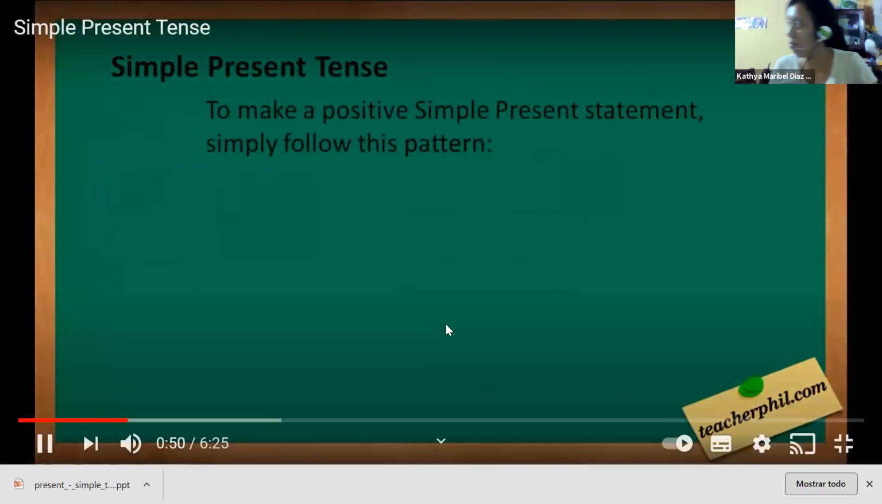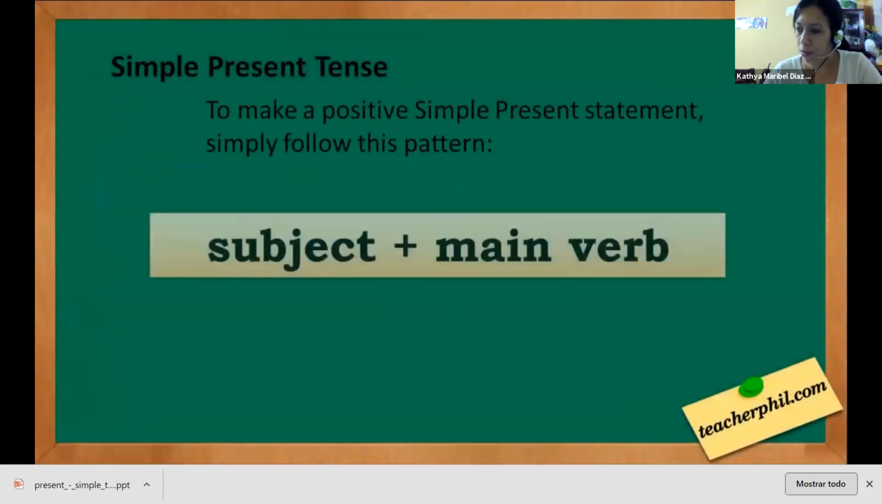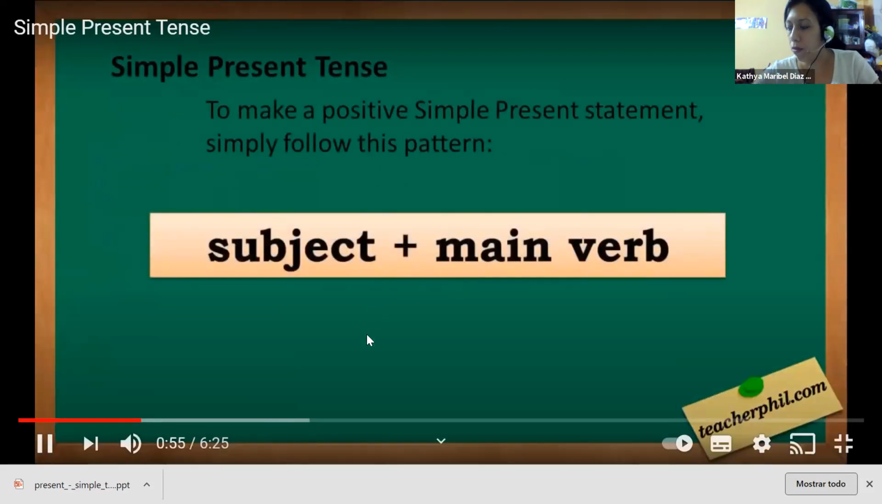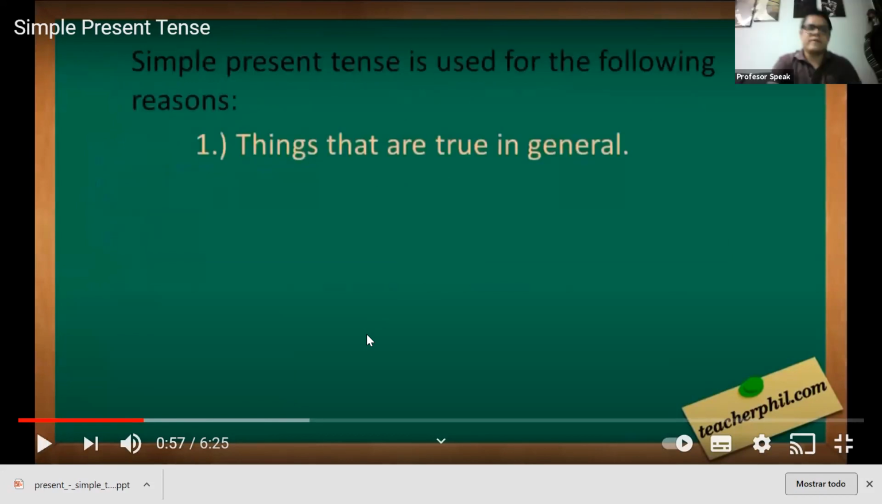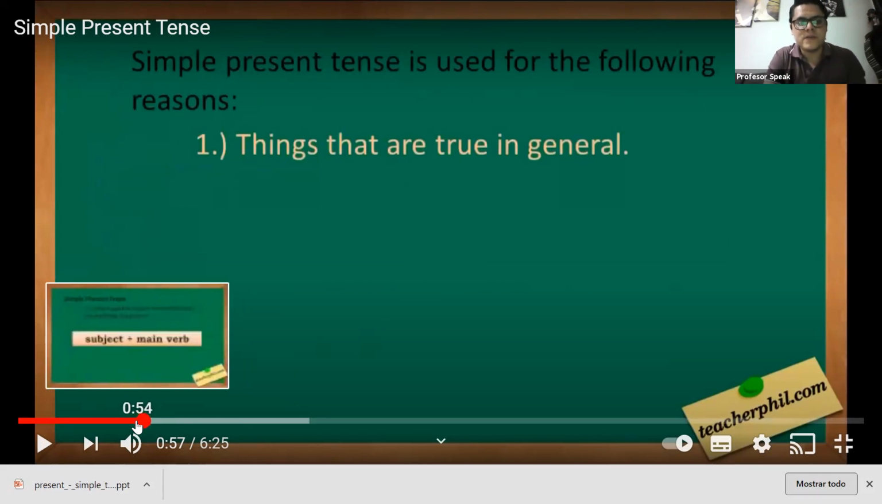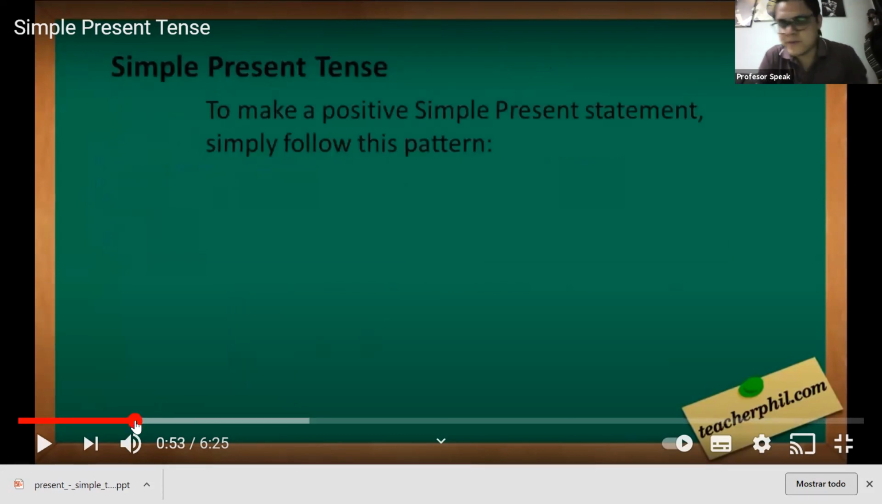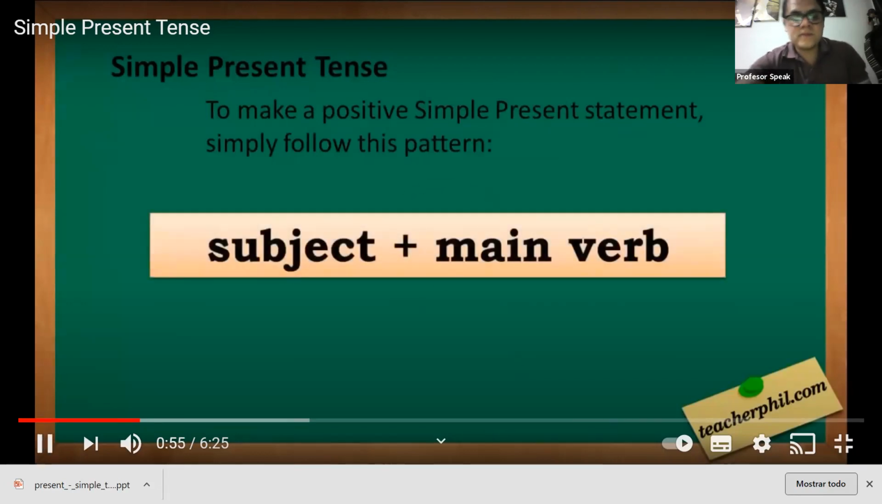To make a positive simple present statement, simply follow this pattern. Subject plus main verb. Okay, so this is the general pattern that we use for simple present. Subject, verb. Okay, that's it. Subject plus main verb.